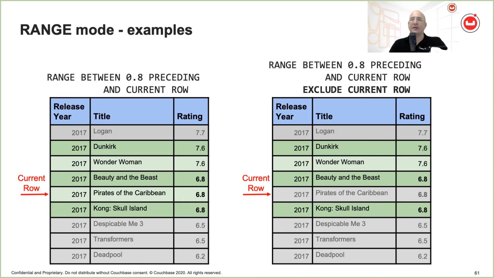Here's another example on the left. We specify range between 0.8 preceding and current row. And so the range for the current row marked in red holds all the rows within the range, including the following rows that share the same rating as the current row. The example on the right uses the same range, but here we've added the exclude current row clause. That will exclude the current row from the frame.